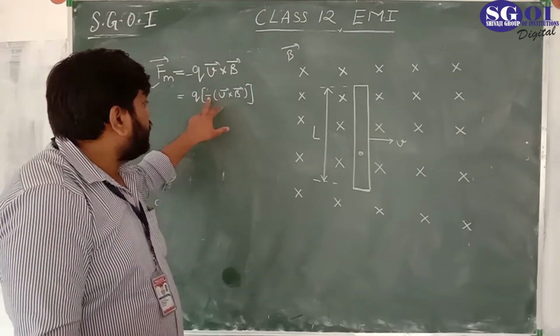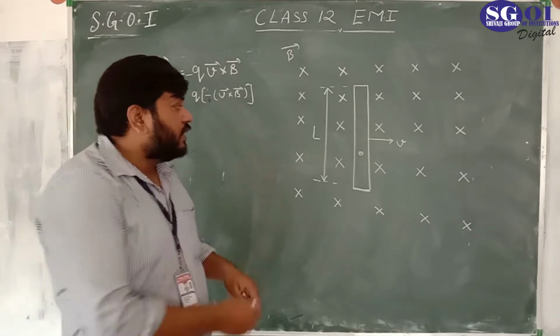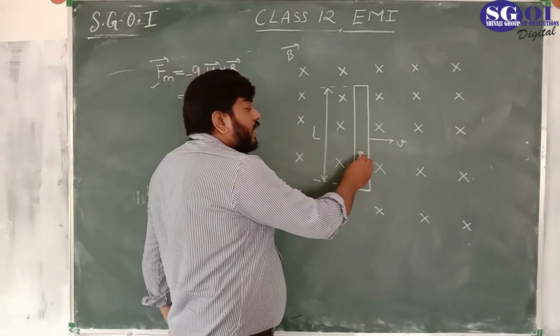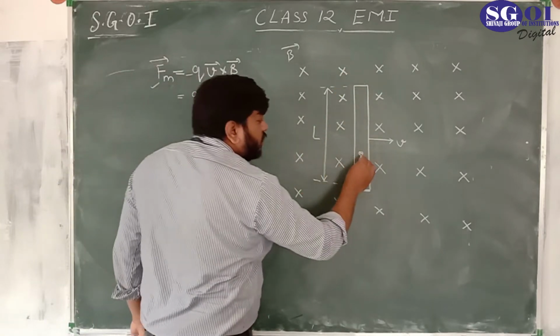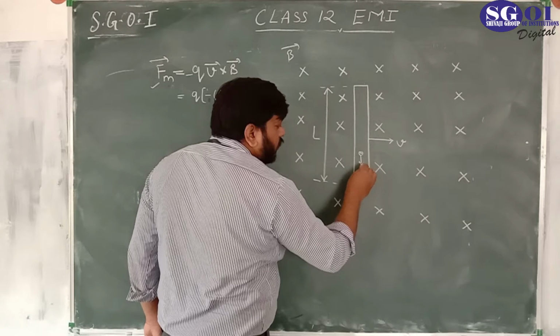But there is a minus sign. It means the force would finally not be in the upward direction because of this minus sign. The direction of the magnetic force would be down.